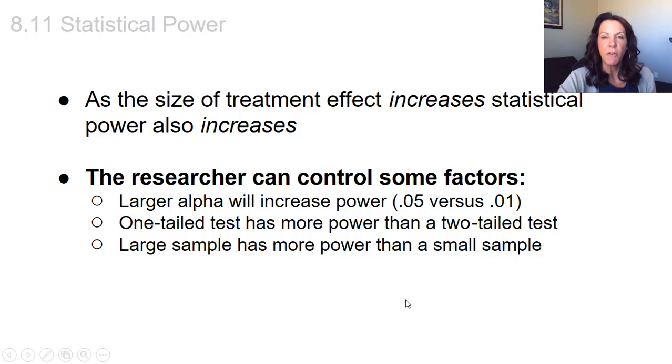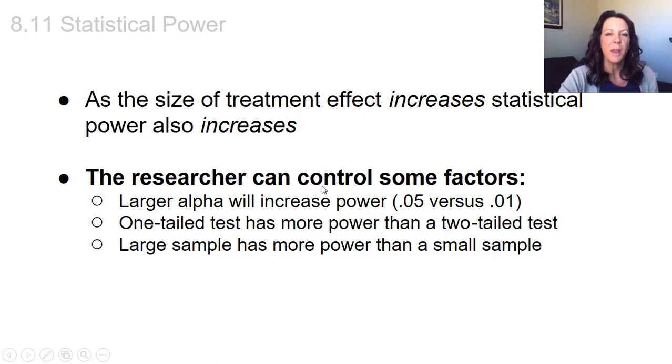So larger alpha is going to increase your power, 0.05 versus 0.01. We've talked a lot about 0.05 being sort of the standard alpha to use, and that balances our ability to detect a significant result while not making a type 1 error. Remember, a type 1 error is when we incorrectly reject the null hypothesis. We jump the gun. We say that something is statistically significant when in reality it's not. It's a type 1 error.